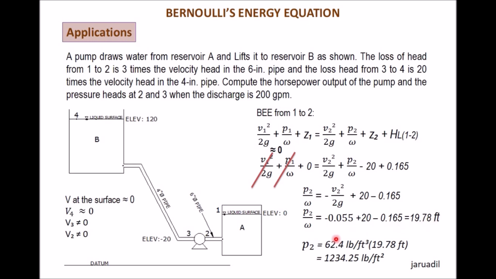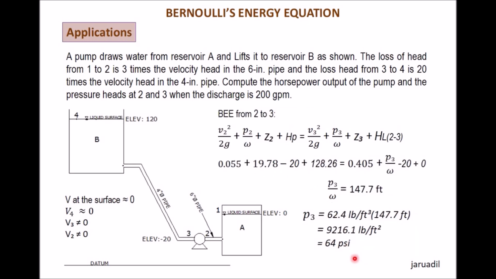And if you want to convert that to the actual pressure, the gauge pressure, you will just multiply this 19.78 feet times the value of omega, 62.4 pounds per cubic feet. So that is equal to 1234.25 pounds per square feet. But what is required in this problem is the pressure heads. So the answer for this one is 19.78 feet. So this is the pressure head and this is the pressure.